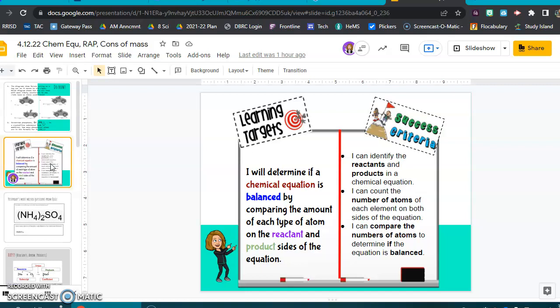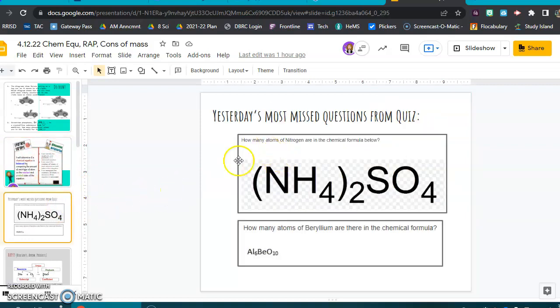So today I will determine if a chemical reaction is balanced by comparing the amount of each type of atom on the reactant and the product sides. I can identify what's the reactant and what's the product. I can count atoms, we've done that, and I can compare the numbers to see if it's balanced. But before we do that, we're going to do a quick little review. These are yesterday's most missed questions from the quiz.